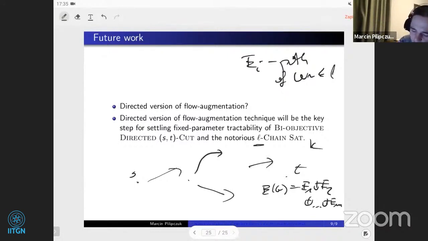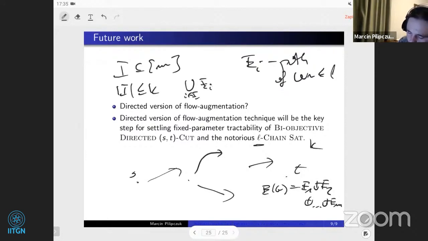And the goal is to delete K, to find A inside M of size at most K, such that the union of EI over I in A is an ST cut. So in a sense, you want to cut S from T, you want to cut paths from S to T, but you pay 1 to delete all edges of one path.